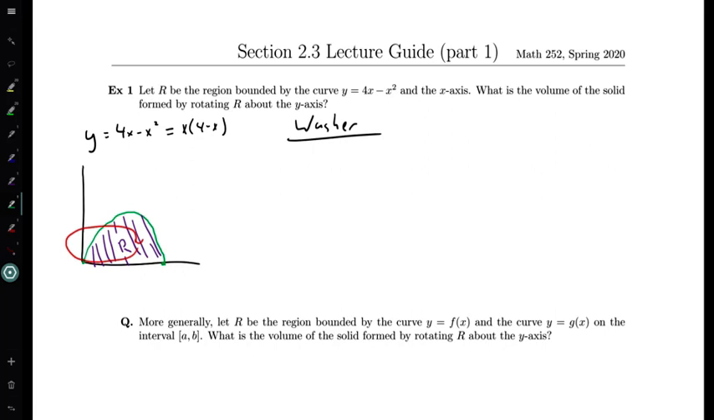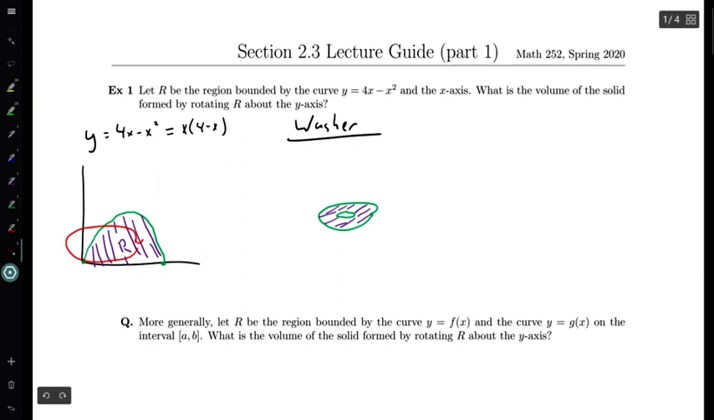And if I'm taking this region here and rotating it about the y-axis, the disks or the washers that I will get will have outer radius given by kind of the right half of this curve here, and they'll have inner radius given by the left half of this curve. In other words, we'll get something that looks kind of like this. And maybe you can kind of see what the problem is here.